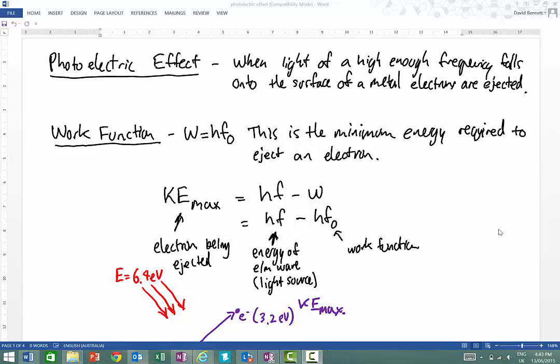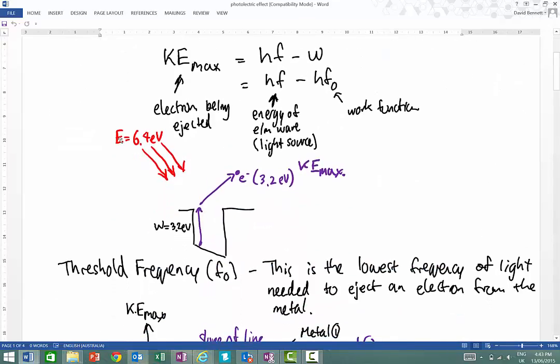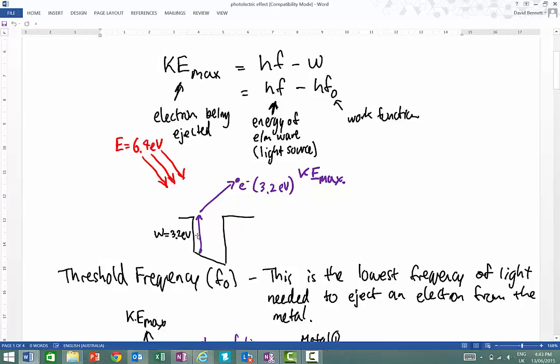So a very, very simple example here. If we look at this example, we've got light which has got energy of 6.4 electron volts, and that's been shone onto a metal. The work function of the metal is 3.2 electron volts. Then what will happen is the easiest electron to eject from the surface will be ejected with 3.2 electron volts worth of energy. So that's its kinetic energy max that it will actually have.